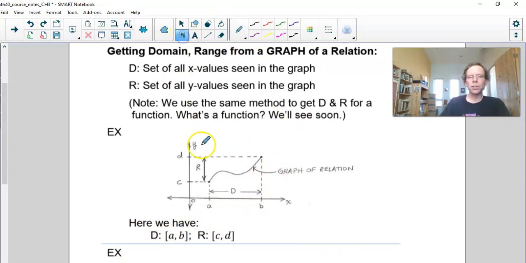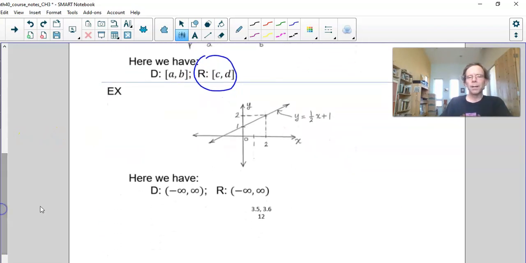What is the range? The range is all the y values you see in the graph. So think about all the places on the graph and what the point's y value is. That whole set would be everything from C up to D, including the ends C and D. So that's the range. Okay, let's go through various pictures here and see if we can identify the domain and range. How about this line?